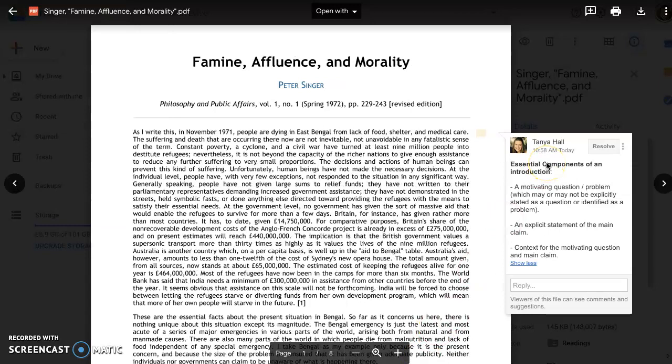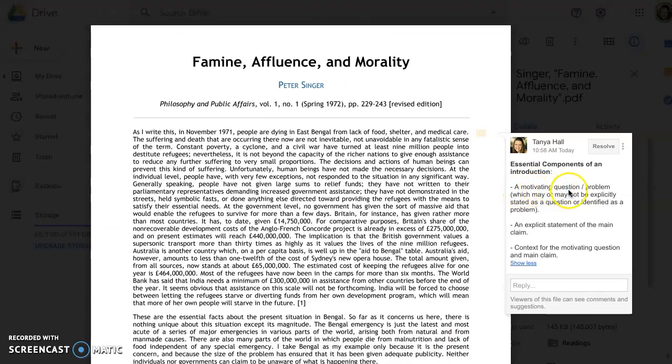Okay, so what I'm looking for is some kind of motivating question or problem, which may or may not be explicitly stated as a question with a question mark or identified as a problem by using the word problem. But usually an introduction to an argumentative paper sets up a question to be answered or a problem to be solved. And I'm looking for an explicit statement of the main claim. Maybe the main claim isn't always going to be explicitly stated up front, but in a paper like this one, I'm expecting an explicit statement of the main claim up front. And so I'm going to be on the lookout for that.